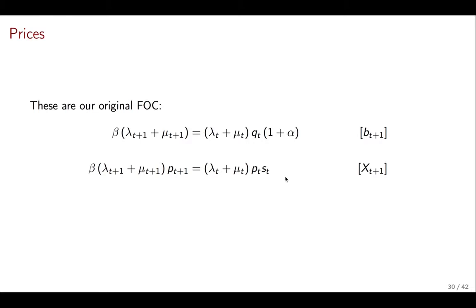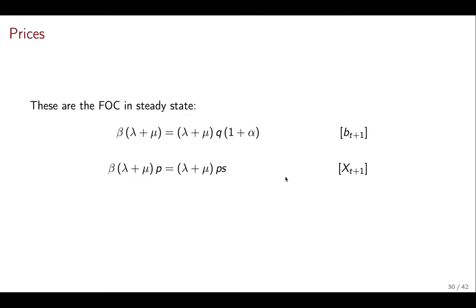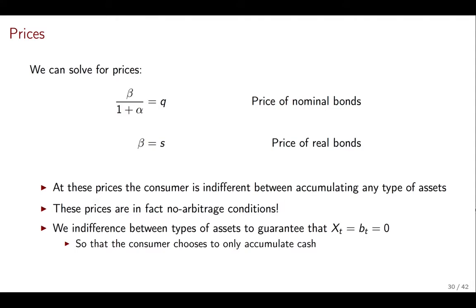If you take out the time dimension because you're in a steady state and variables do not change, these conditions simplify quite a bit. Actually, you can see that the lambda plus mu cancels on both sides, and here the price cancels as well. So these two conditions in steady state actually solve for the prices. We now know what the price of the nominal bonds is, beta over 1 plus alpha, and the price of the real bonds, beta. That also gives you a relationship between the price of nominal bonds and the price of real bonds. Basically, S over 1 plus alpha is equal to Q.